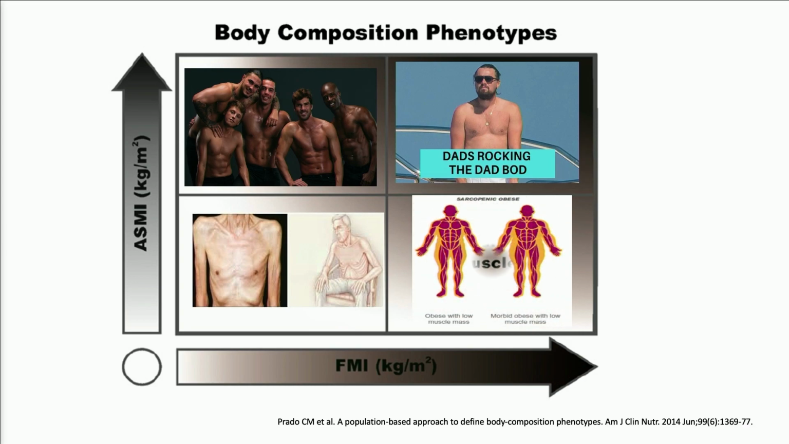But then we have this group with high adiposity and low muscle mass. And this is what we're talking about. This is the sarcopenic obese group.